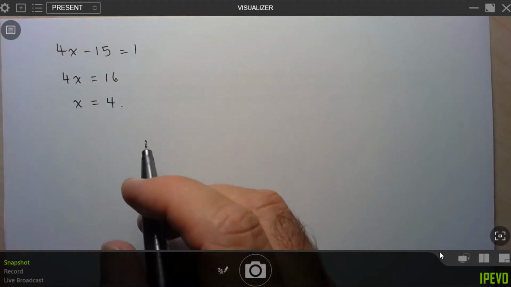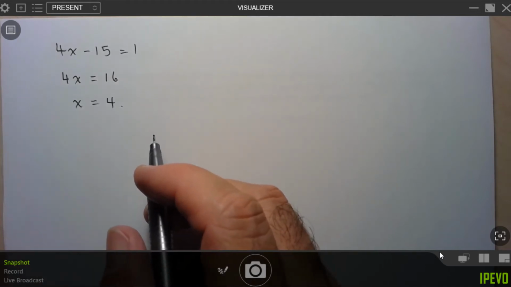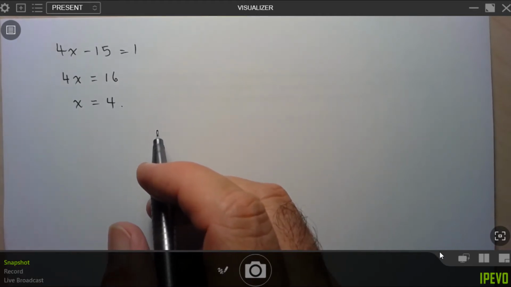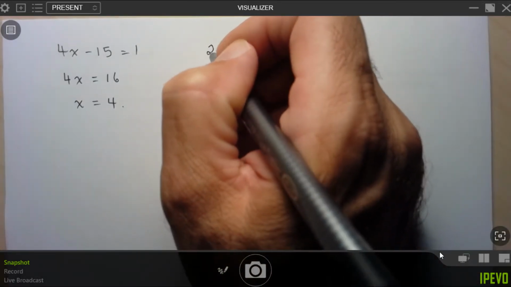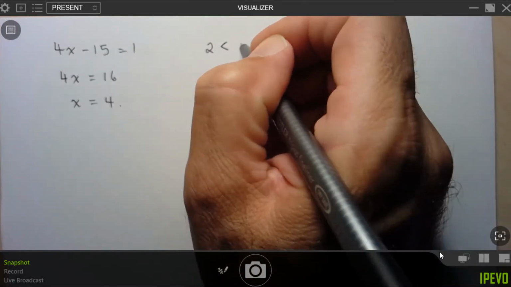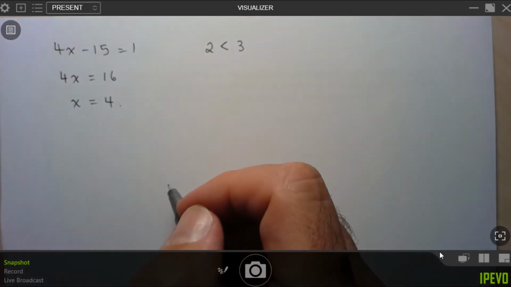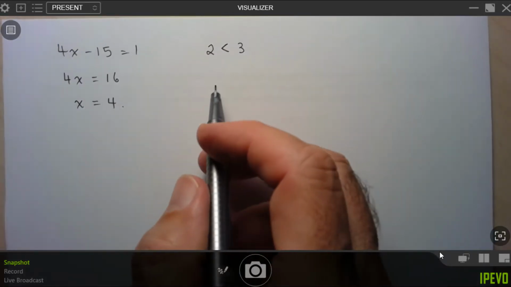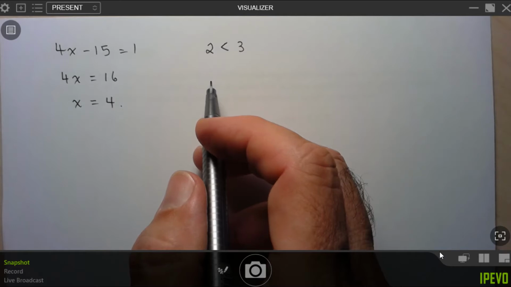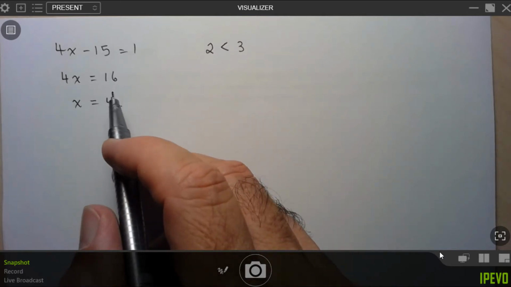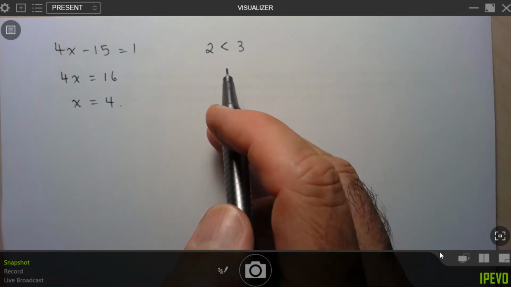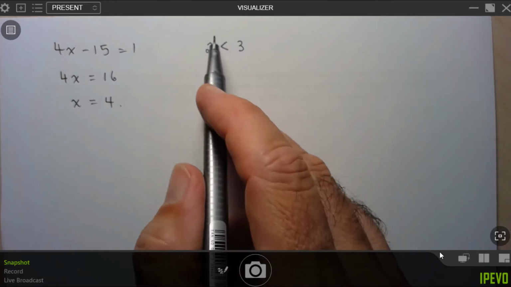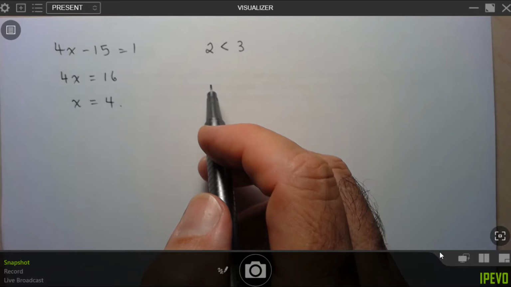So does it make sense to use opposite operations to solve an inequality? Okay, so let's go back to some basics here. Let's take a really easy inequality. I think we can all agree that 2 is less than 3. So let's see if it makes sense to do the same thing, that if I apply one operation to the left and the same operation to the right, that it should still keep the inequality correct.